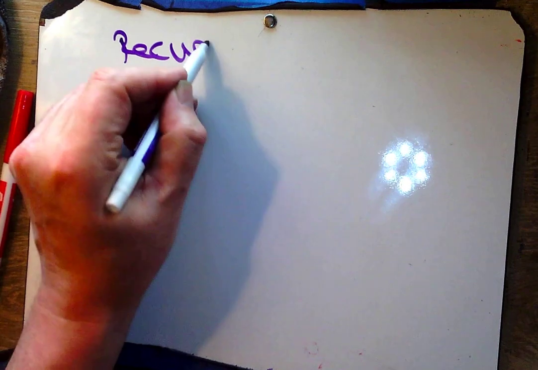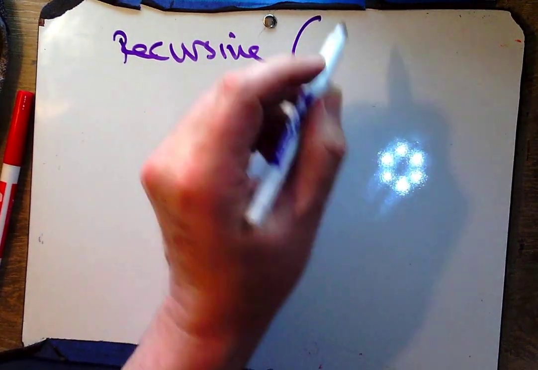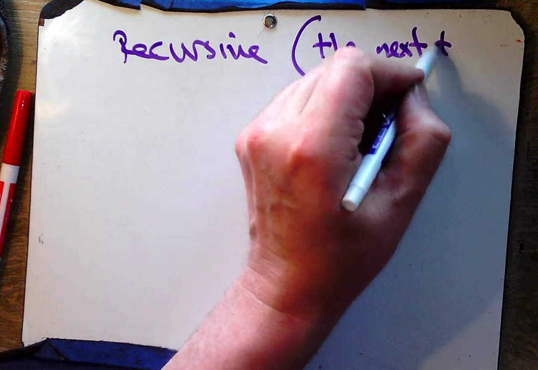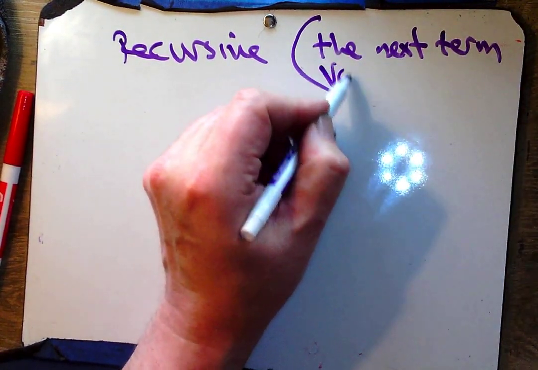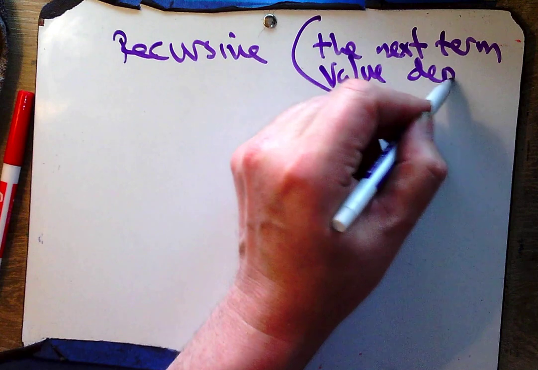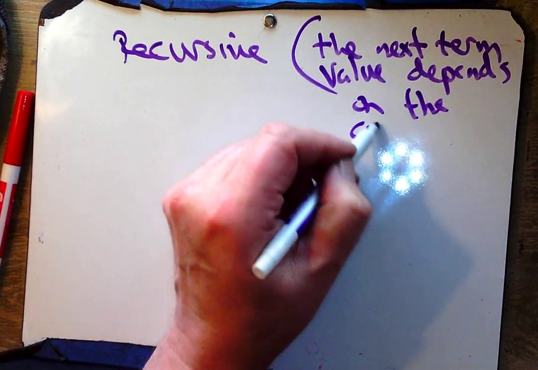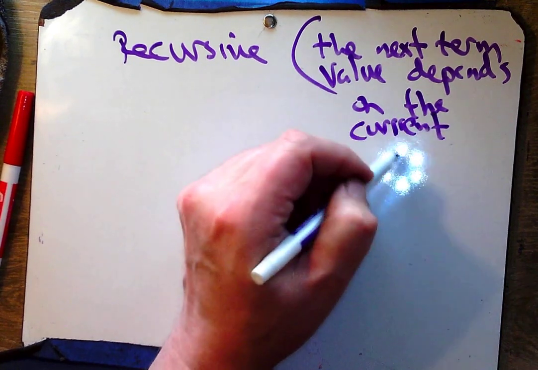Next, let's deal with that recursive stuff. Recursive: the next term value depends on the current value.